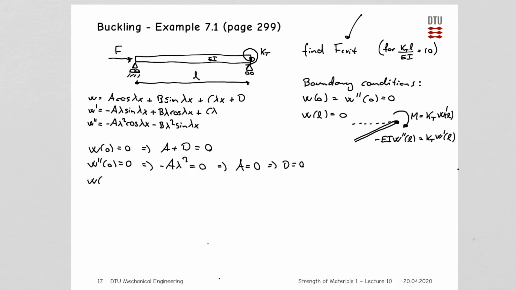Now let's employ the third trivial boundary condition. Which gives a connection between C and D and B. So inserting, we get sine lambda L divided by lambda L times B. And now, of course, we're ready to employ our non-trivial boundary condition.